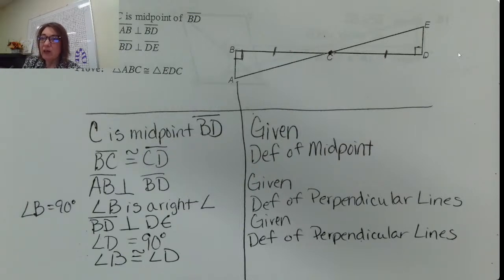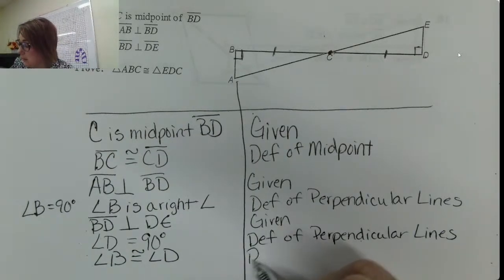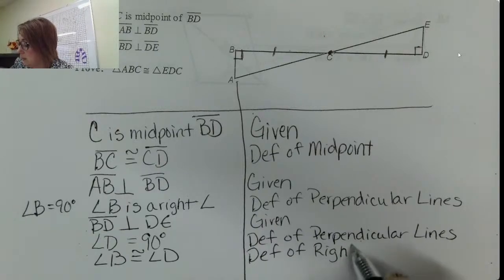Angle B is congruent to angle D. Now, how do we know they're congruent? Well, they're both right angles, right? So we could say definition of right angles. Okay, so that's our reasoning. Definition of right angles.